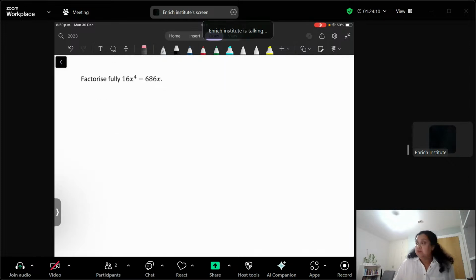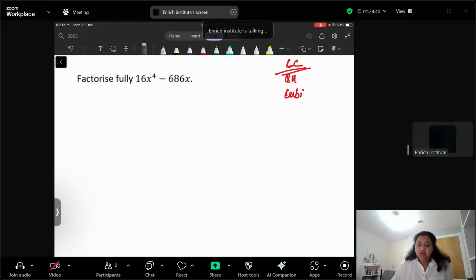Next one, factorize. I put this question specifically because we learned factorization of quadratic and cubic expressions, but not factorization of expressions with the power of 4. So that's why I put this. What will you do when you have power of 4? As I said, we need to learn only about quadratic and cubic for this set. So 4 shouldn't be there.